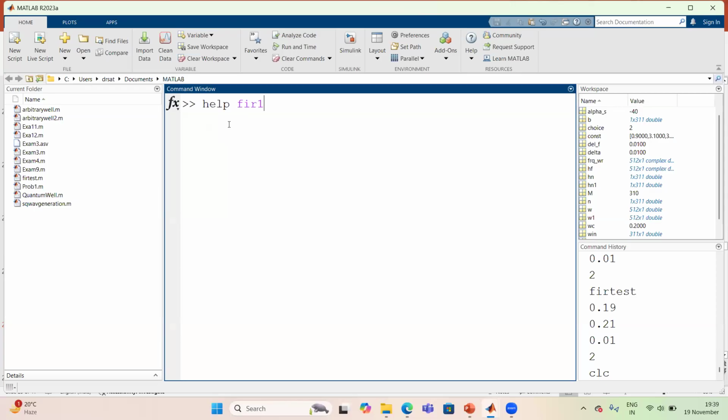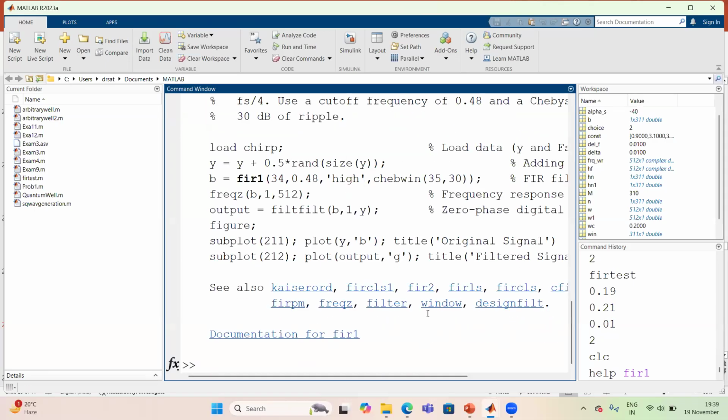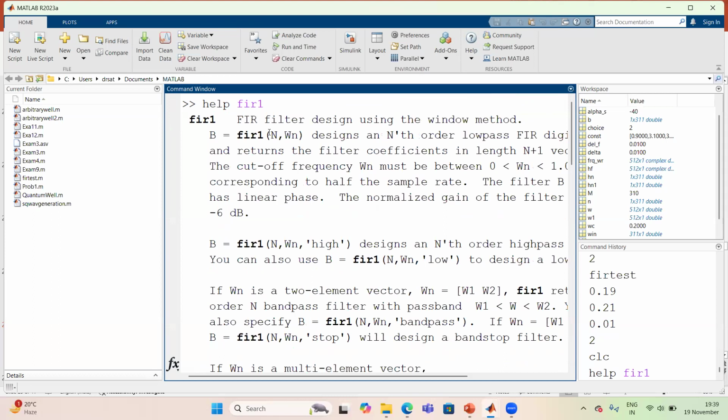If you type help FIR1 here, you will find its description. Here you can see what the FIR1 command does. It is FIR filter design using the window method. If you write b = FIR1(N, Wn), what is this capital N? This capital N denotes the order of the filter, the nth order of the low pass FIR digital filter.